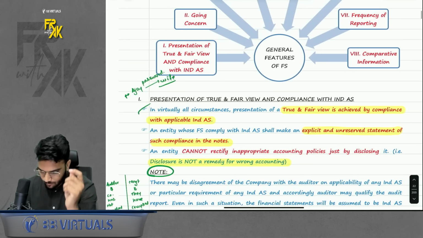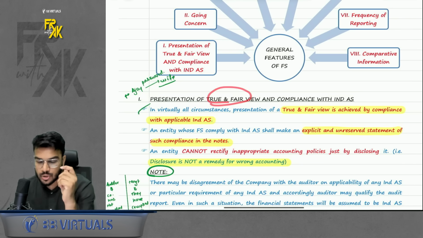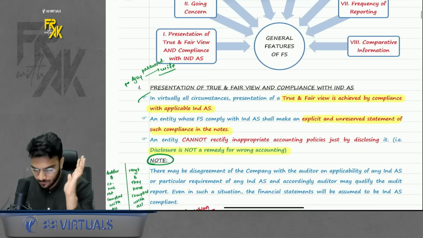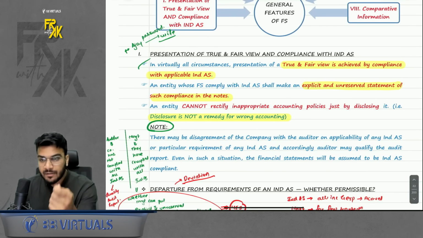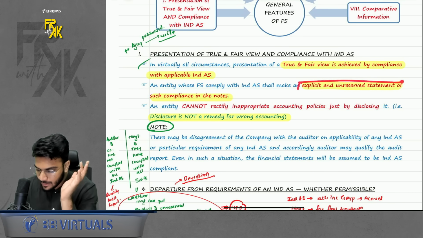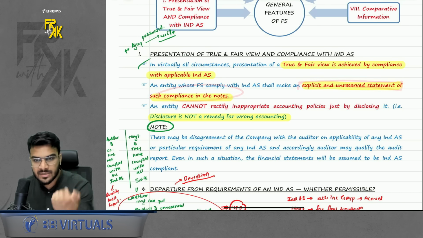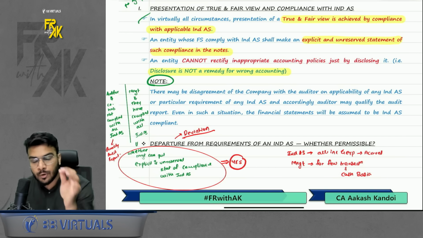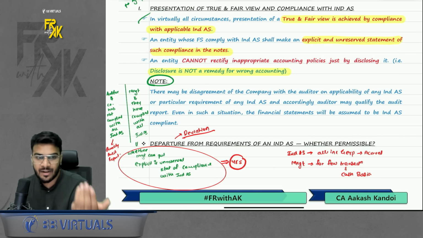First, presentation of true and fair view. So they say whenever you comply with IND AS, we assume you are presenting true and fair view. Also, whenever you comply with IND AS, you can make an explicit and unreserved statement of compliance with such IND AS. Acha. Disclosure is not a remedy of wrong accounting. If you do anything wrong, just by disclosing it, you can't say that we have rectified the error.